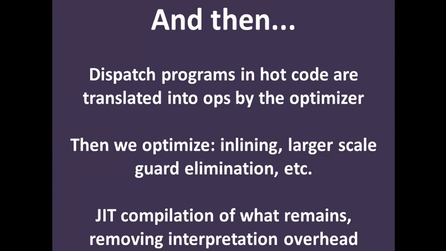It can inline things. It can say, oh, I already proved that this thing is this type earlier by doing data flow analysis, so I can throw away this type check. And once it's got rid of probably quite a few pieces of this, it says, oh, okay, we'll JIT compile what remains and get rid of the interpretation overhead of the program and also of these little dispatch programs. So all of this is carefully engineered so that it is giving the optimizer exactly the sorts of things that it wants in order to do a good job.